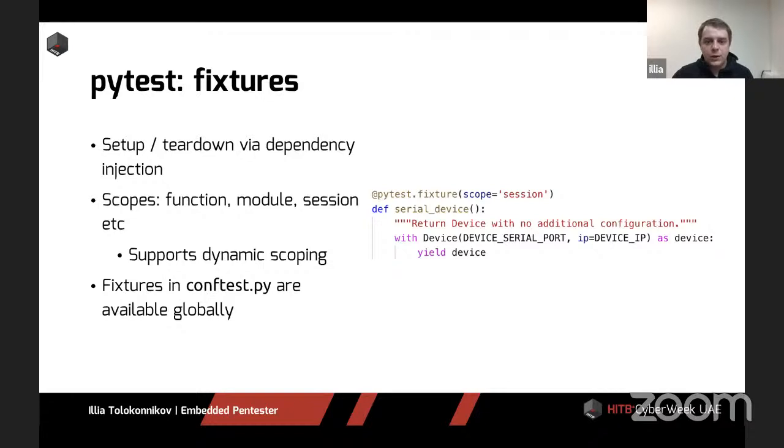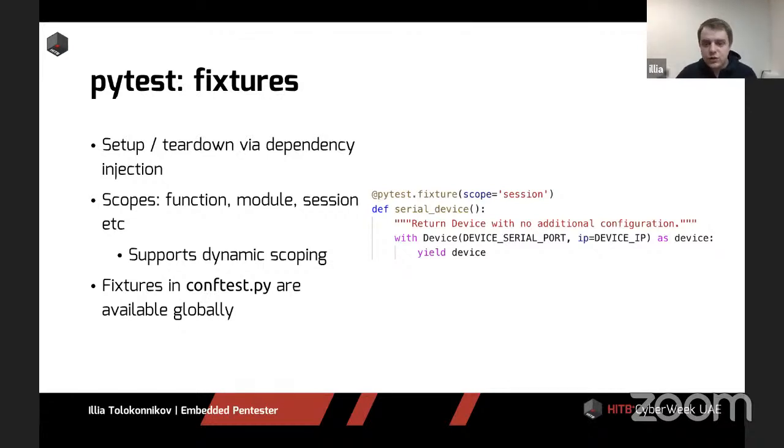We use session fixtures, for example, to create a simple device object, minimally populated, with minimum connections, or you can put something there that is really, really expensive to create and run it only once and then share it between every test you run. You can also configure dynamic scoping during runtime via command line arguments, something like that. Fixtures in conftest.py are available globally. You don't need to import them. And they're just really neat named pieces of code.